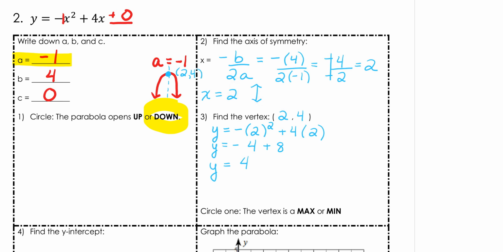And now we're going to circle: is this vertex a maximum or a minimum? Well, it's a maximum because if your parabola is upside down like this, the point where the vertex is, at 2, 4, is the highest point on your parabola. It doesn't go above that. It's the maximum point, the maximum y value. All right, let's go on to step 4.